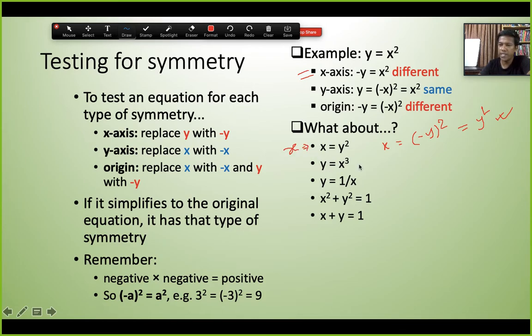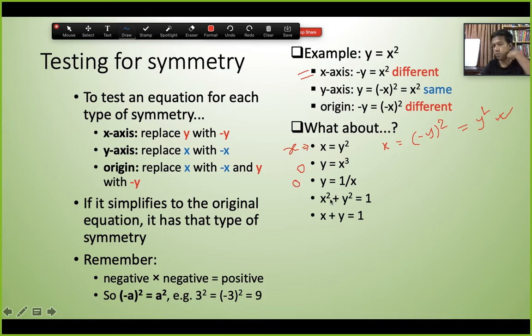This is y equals x cubed. Check what type of symmetry it has. If you want to check it, first of all replace x by minus x, then replace y by minus y, and then replace both of them. It should have origin symmetry only. Check if it is the same or not. This one also should have origin symmetry only.